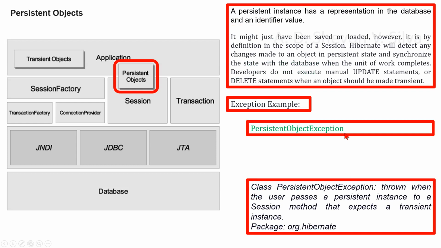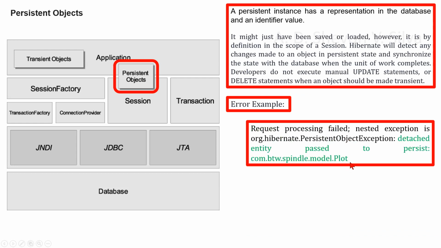As an example, we can consider the class PersistentObjectException, thrown when the user passes a persistent instance to a session method that expects a transient instance. This class is in the org.hibernate package. As an error example, we can consider this: detached entity passed to persist, com.bwt.spindle.model.plot.